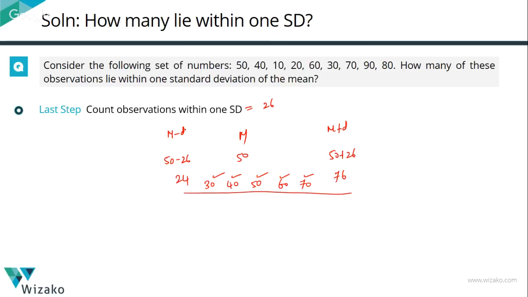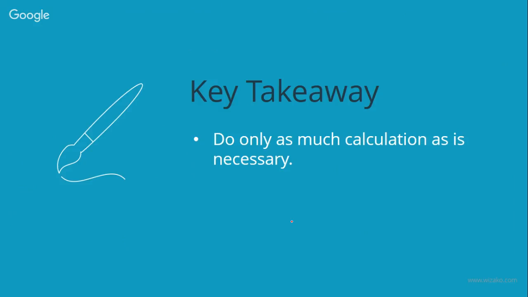Look at it. If I had gone with the deviation to be 25, I would have computed numbers between 25 and 75. Would the answer have changed? Absolutely not. So keep this in mind. Do calculations only as much as is warranted. Many a time we take more time because we do more calculations than what is necessary.